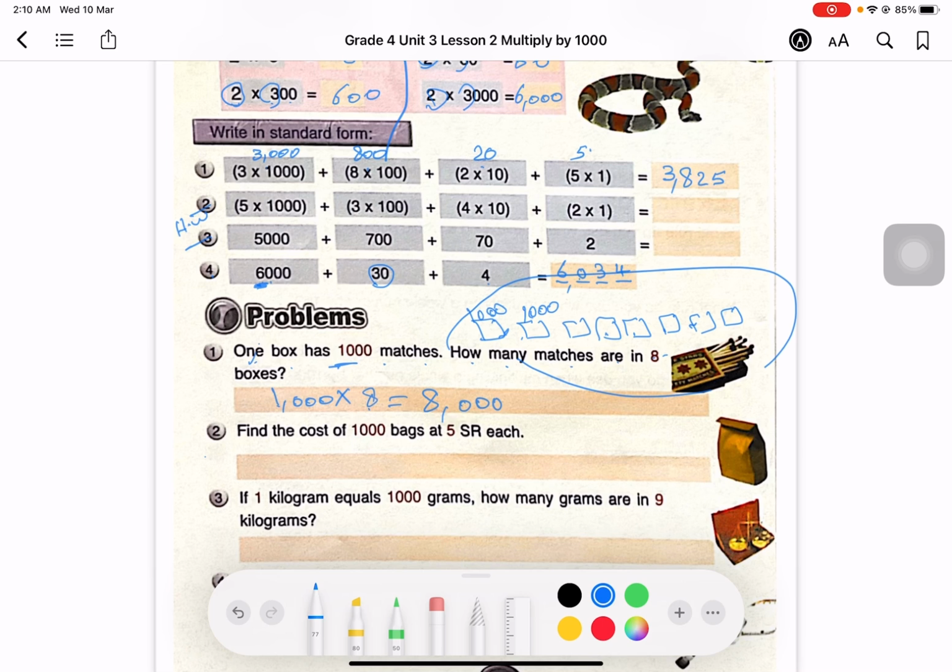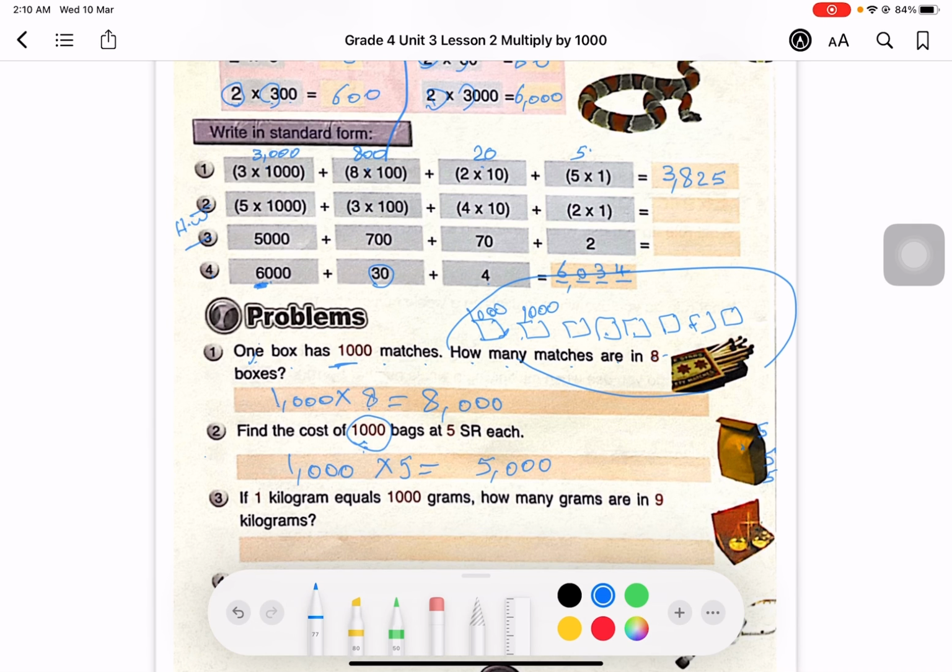Okay? Now, they said find the cost of 1,000 bags. If bags at 5 riyal each. So if each bag, you are going to pay for it 5 riyal. 5 riyal, 5 riyal. How many bags you have? You have 1,000. So what I am doing, I am repeating. To know how much in all, you need to multiply 1,000 by 5. So the answer will be 5,000.